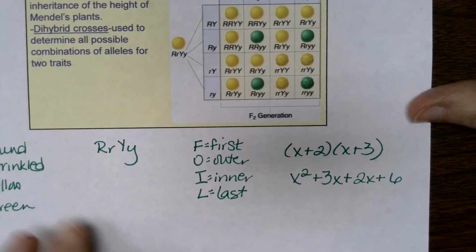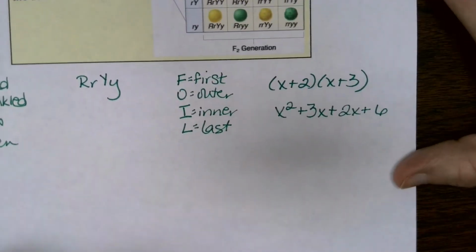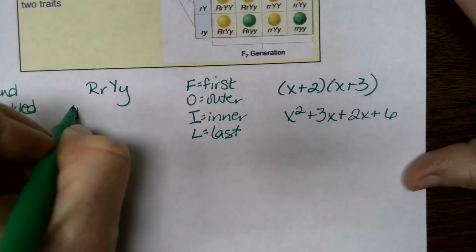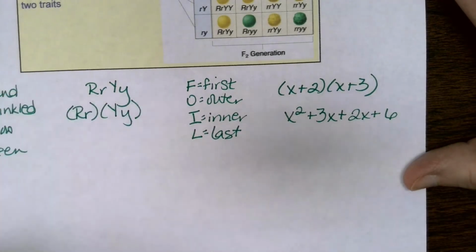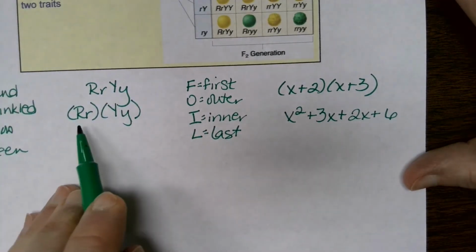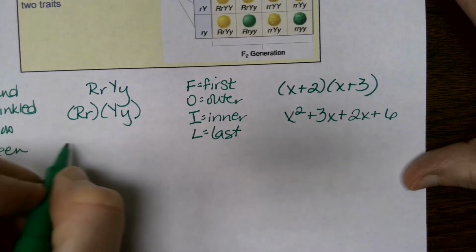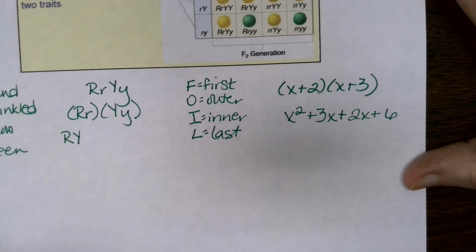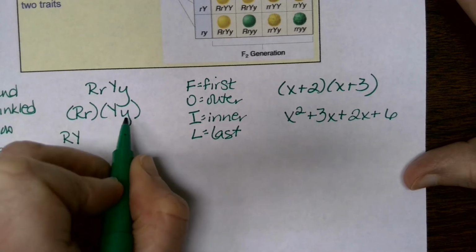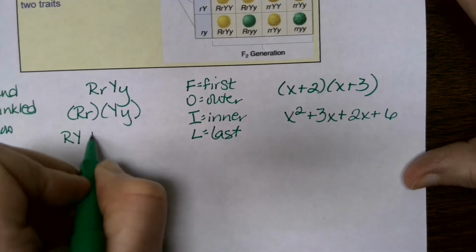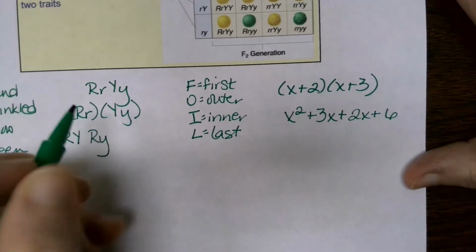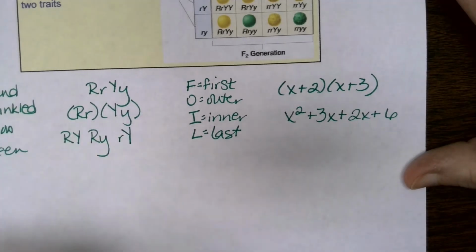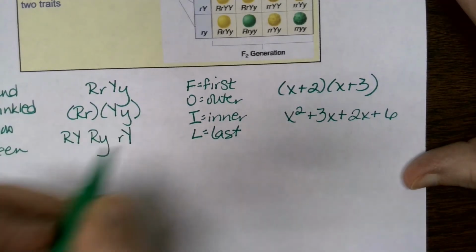Then we're going to do our genetics example. So over here we're going to put our R's in parentheses and our Y's in parentheses, and we're going to do the same thing. Our first is going to be our big R and our big Y. Our outer is going to be our big R and our lowercase y. Our inner is going to be our little r and our big Y. And our last is going to be lowercase r and lowercase y.